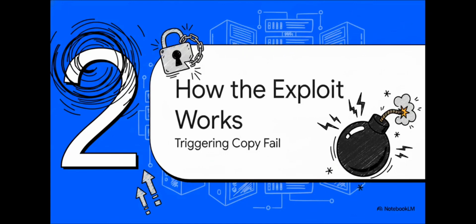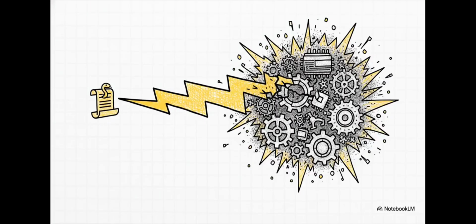Moving right along to Section 2, how the exploit works. You guys, the efficiency of this exploit is honestly astounding. Security researchers at Theori and Xint figured out that this complex logic bug can be reliably triggered by a tiny 732-byte Python script. Think about that for a second. Less than a single kilobyte of code is all it takes to completely corrupt the kernel's in-memory page cache.